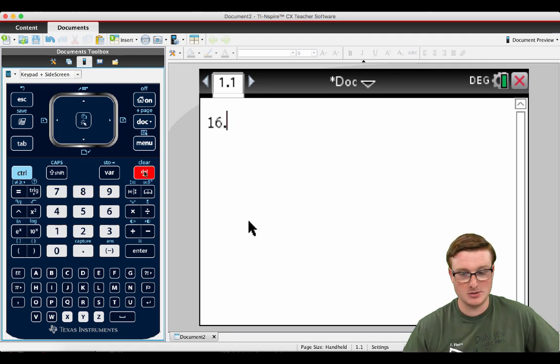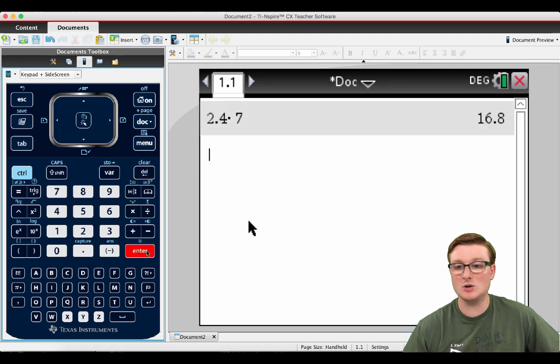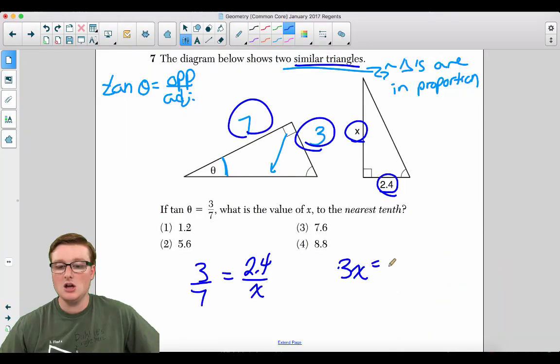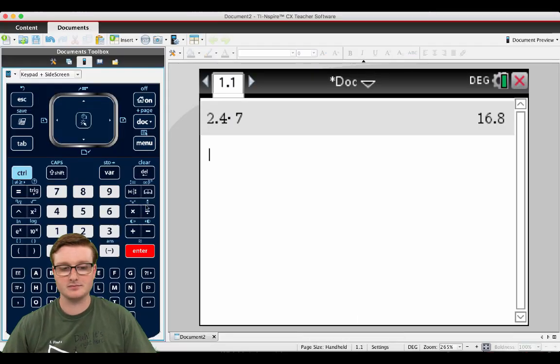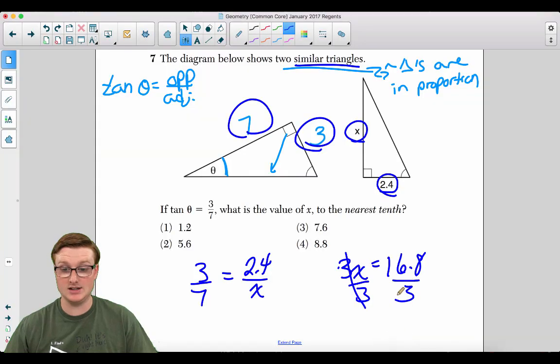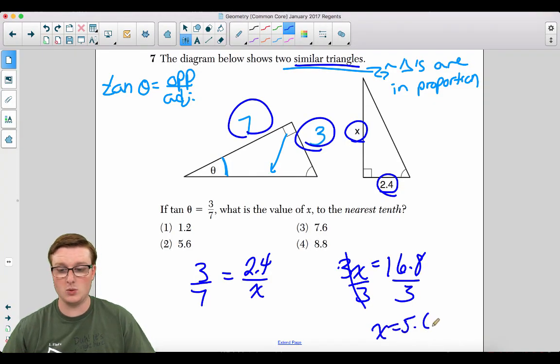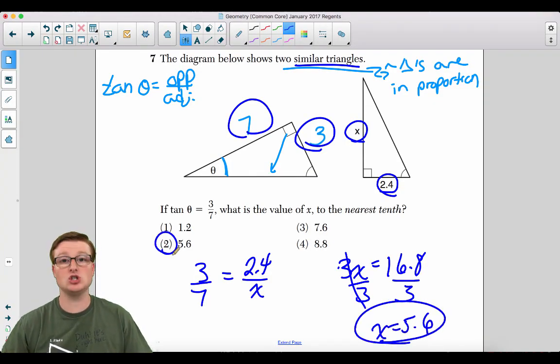2.4 times 7, and that's going to be 16.8. So 3x is equal to 16.8, and now we are going to divide by 3 on both sides. Divide by 3, and we get 5.6 as our answer. So x is equal to 5.6, which is going to be choice 2.